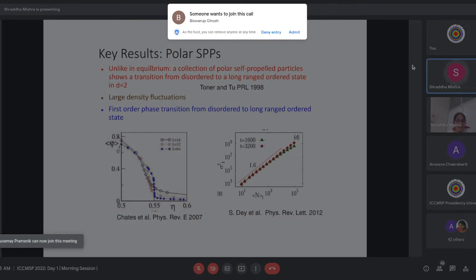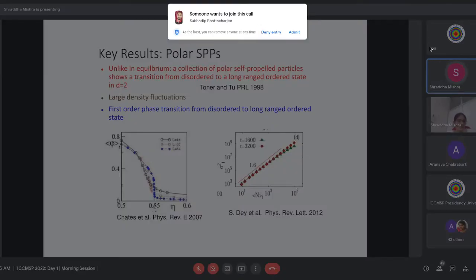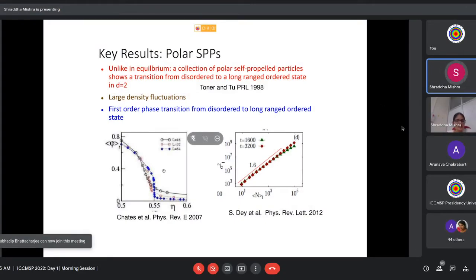Second key result, and this is a picture of that, it shows there is a transition from ordered to disordered as I'm increasing the strength of the noise eta for different system sizes. And for large enough system size, this transition becomes first order in nature. For smaller system size, it is continuous, but for larger system sizes, it becomes first order in nature.